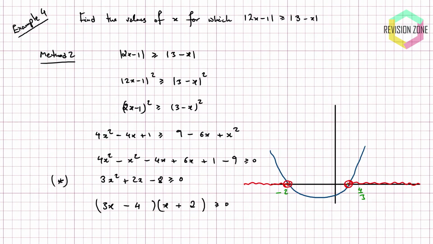Okay, so we've basically got a solution. So we know that the solution is actually x being less than or equal to -2 or x being bigger than or equal to 4/3.